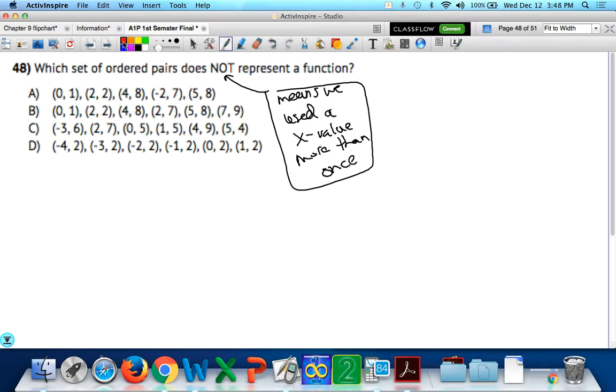So let's check them. 0, 2, 4, -2, 5. We didn't use an x value more than once. Just because it was 2 and -2, those are different x values. 0, 2, 4, another 2, 5, 7. I'm thinking B is the answer. Let's double check. -3, 2, 0, 1, 4, 5. All those are unique.